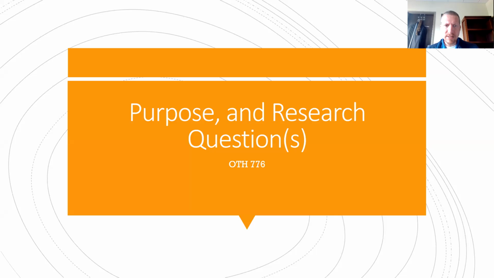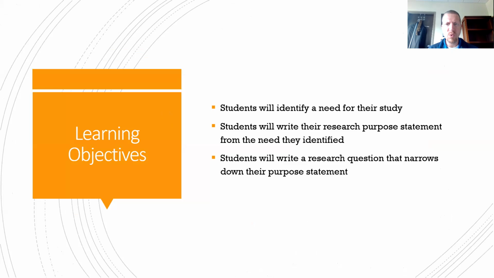So for 7.6, hopefully these next few slides summarize enough from your reading assignments how you would compose or create the purpose of your research, and then narrow that down even further into your research questions. And so overall, I hope you can identify a need for your particular study. I want you to try and write some drafts of your research purpose statement from what need you do identify. And students will write a research question or questions that narrow down their purpose statement even more and get a little bit more specific.